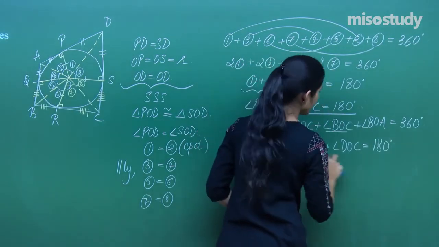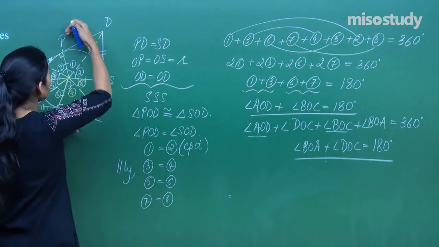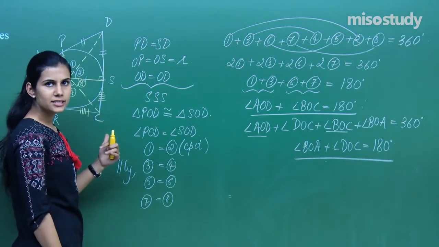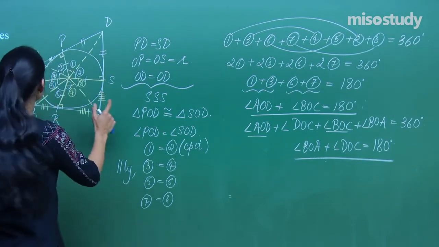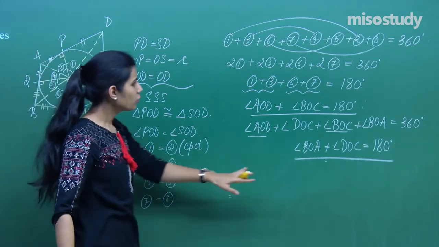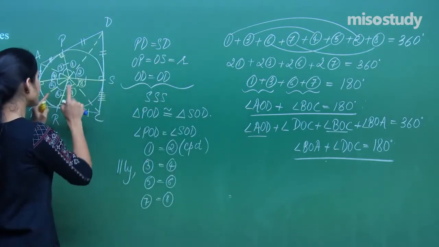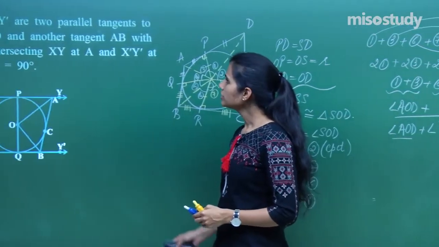And so this and this in the combined way shows you that if I talk about these two opposite sides, AOD plus BOC is 180. That means these opposite sides are subtending supplementary angles at the center, and AOB and DOC, their sum is also 180. That means these two opposite sides are also subtending supplementary angles at the center. Let's move on to the next question.